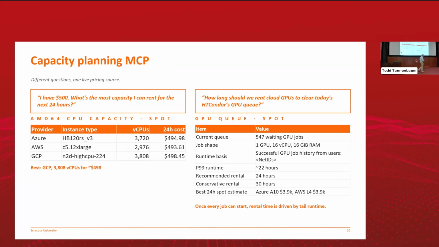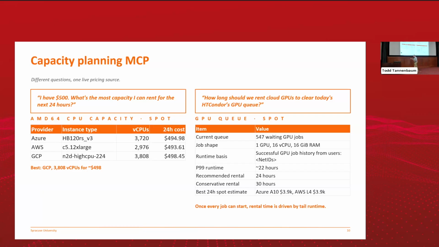So another piece I want to talk about is capacity planning. So we wrote an MCP server that connects to cloud pricing and to our storage and to our historical job information. So I can ask it questions. Hey, I got $500. What is the most amount of capacity I can rent for the next 24 hours? And what it does, there's a couple of rules in the back.